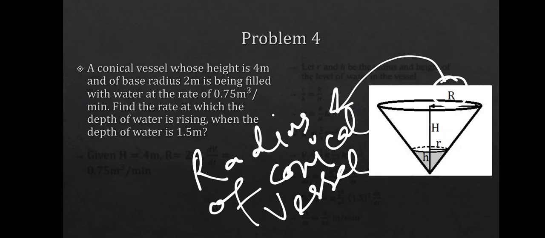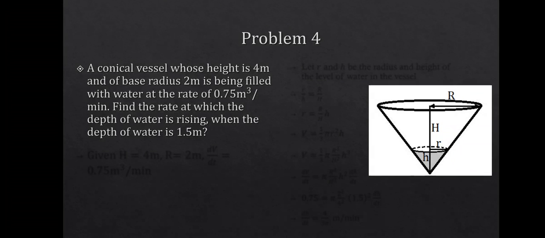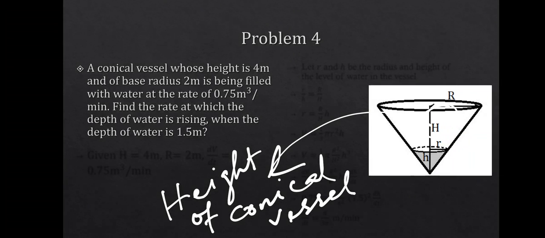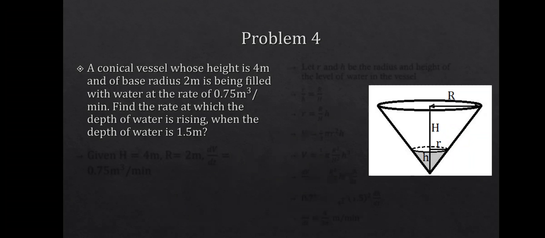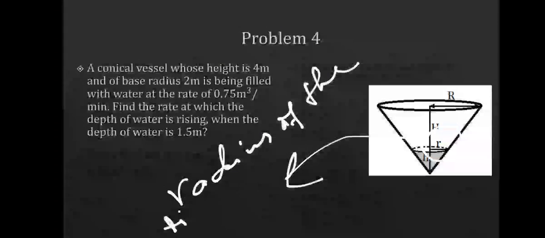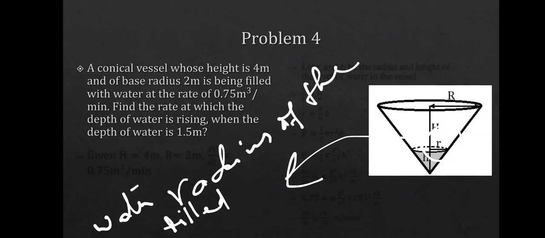Then capital H, that is the height of the conical vessel. So this capital H, this is the height of the conical vessel. Fine. Then small r is representing the radius of that part of the vessel where the water is, the radius of the water filled part. Fine. So let us understand this.